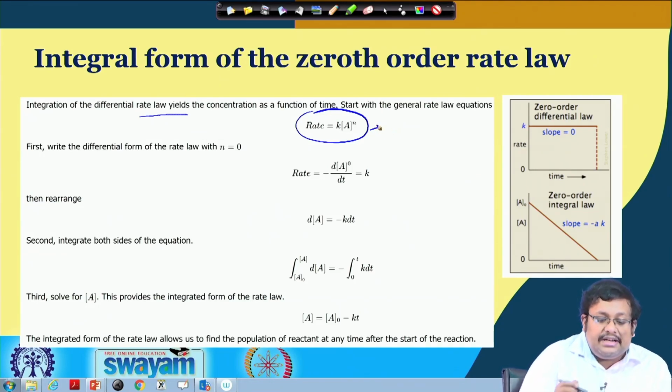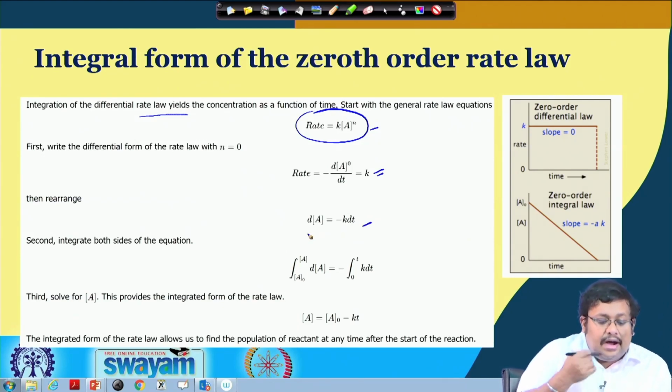First, we write the differential form of the rate law when n equal to 0, which we just saw in our last slide, that is rate is equal to k, or d[A]0 by dt equal to k. Now, if we rearrange this, we will get d[A] equal to minus k dt. So, this is the differential form.